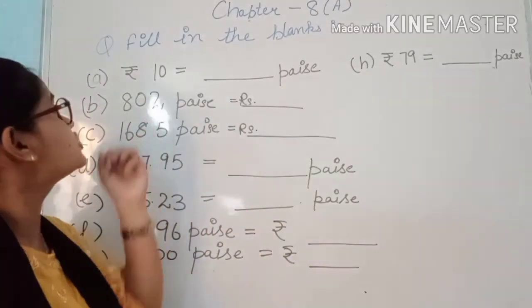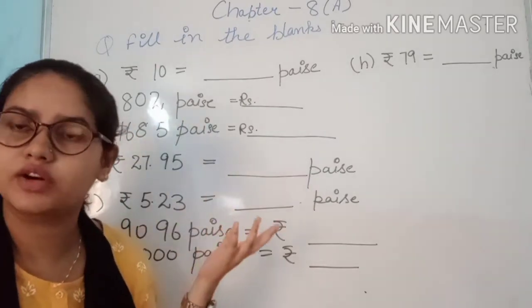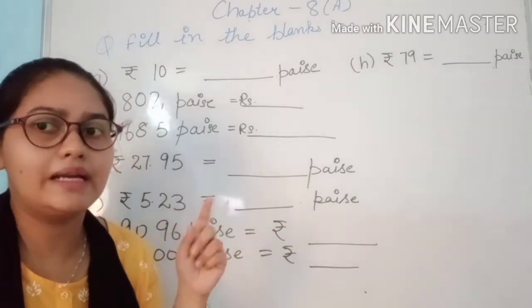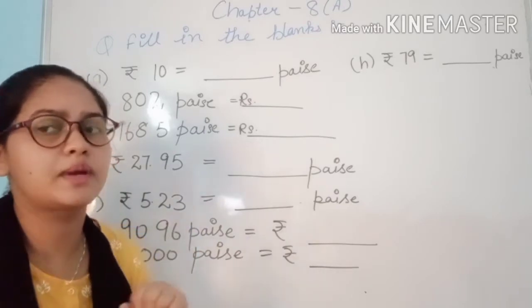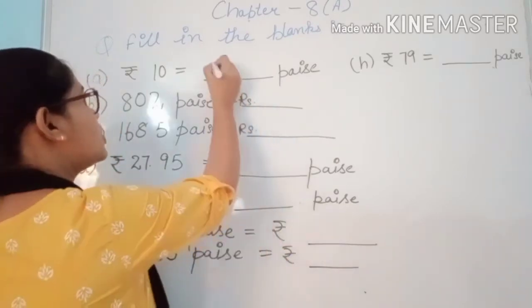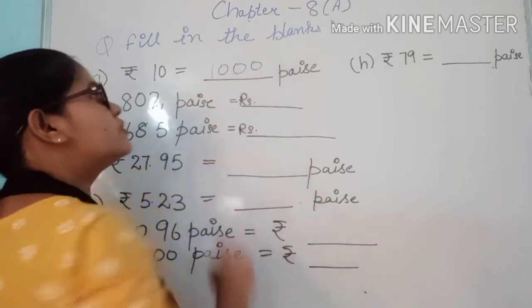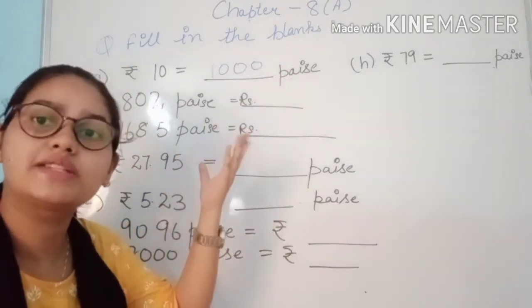So you can see the first one is rupees 10. We have to convert into paisa. So when we multiply 10 by 100, it becomes 1000, right? So we will take here 1000. Okay. Now come to the second one.